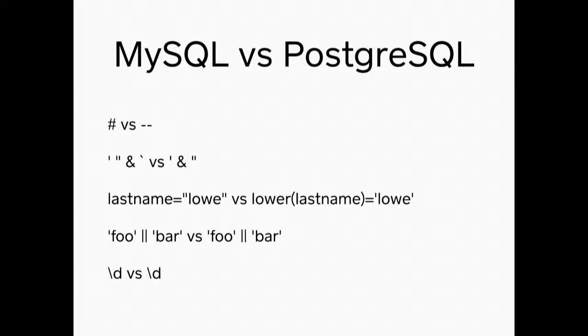Next is foo || bar versus foo || bar. One of these is a logical OR, and one of them is a concatenation operation, right? This does not bite me because I typically don't ever use double pipe. There are more expressive and clean ways to do that in all systems, so I generally avoid them. And then finally, backslash-d versus backslash-d do very different things in MySQL versus Postgres. I actually thought that was really amusing.